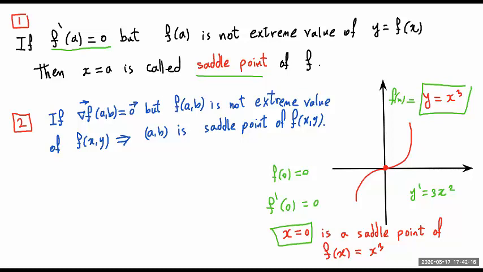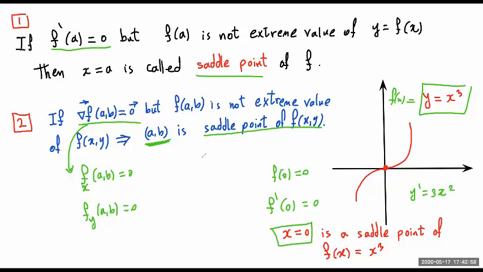So we will define the saddle point now for a function in two variables like this. If the gradient of the function f at a point (a,b) equals the vector 0, and this means that the partial derivative of f with respect to x at (a,b) equals 0, and the partial derivative of f with respect to y at (a,b) also equals 0, but f(a,b) is not an extreme value, so it's not a local minimum and not a local maximum, then the point (a,b) is called a saddle point of the function.